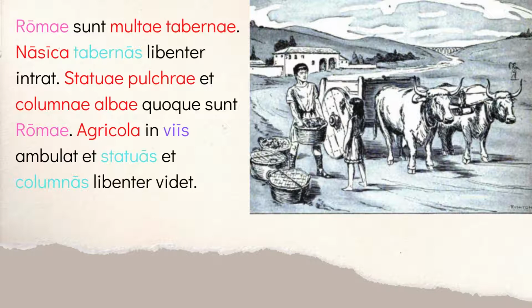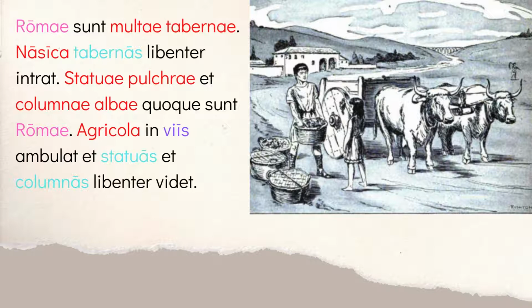There in Rome. Then you have Nasica, tabernas libenter intrant, okay? So Nasica is my subject, okay? What's he doing? He's intrant, he enters. Libenter here means like gladly, right? Happily or gladly. So Nasica gladly enters the shops, the tabernas, right? He goes into them.